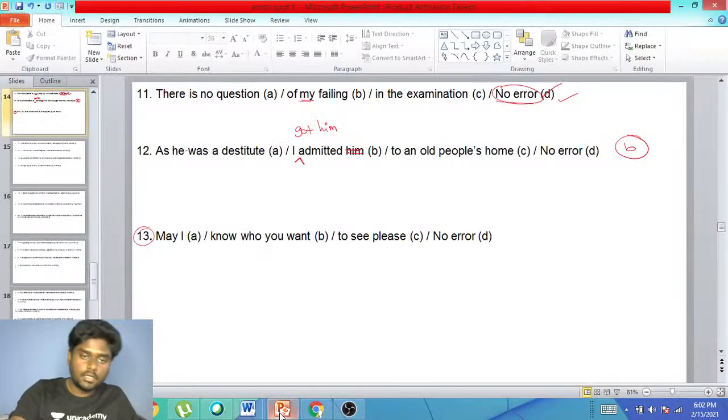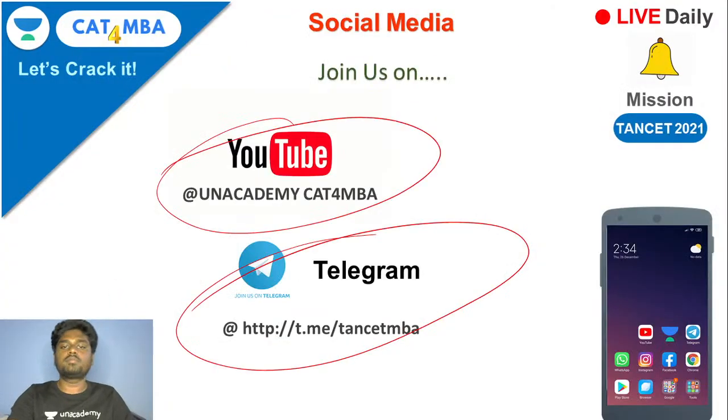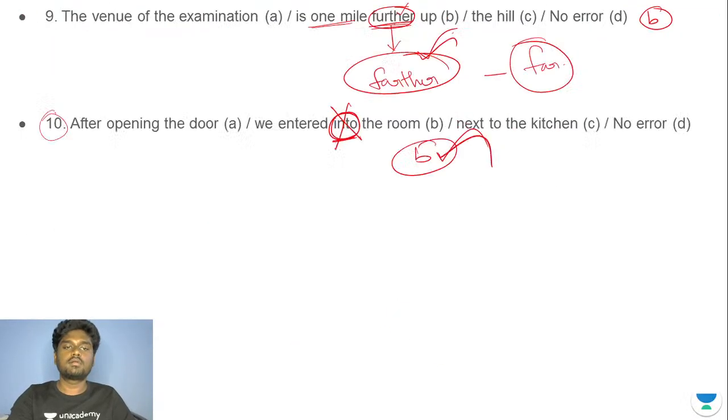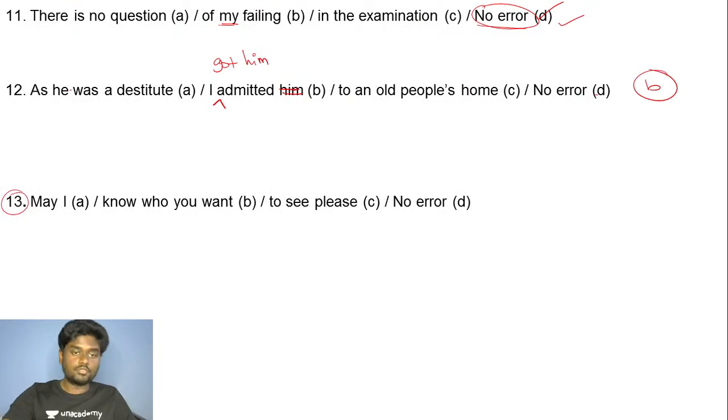Fine, all good. Come on, go for the 13th one. What will be the error for this 13th one? So may I know who you want to see, please? That's your statement.